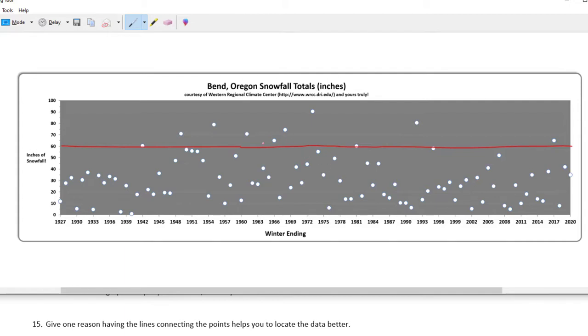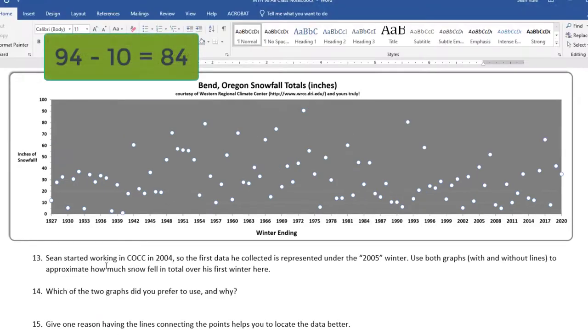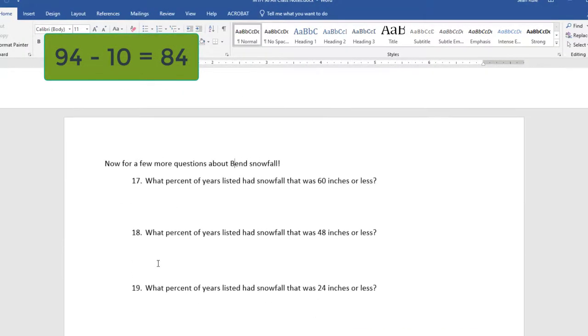So I think what I'm going to do instead is count the ones that had more than 60 and subtract them from 94. That one looks like it's more. So 1, 2, 3, 4, 5, 6, 7. I'll count that one. 8. 9, that one looks like it comes in under 10. Okay, so there's 10 years in the chart that have more than 60 inches of snow. So that means there has to be 84 years that have less. There must be 84 numbers down here. All right. So we know that there are 84 years without.